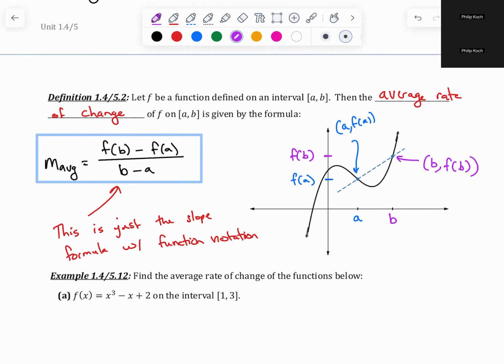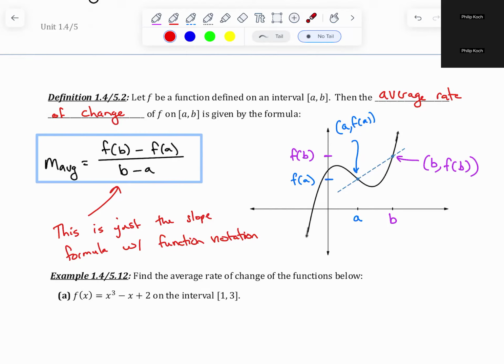What if I made (a, f(a)) my (x sub 1, y sub 1), and (b, f(b)) my (x sub 2, y sub 2)? I'd be finding the slope of this line, and that would just be this. So it's not a new formula. I will provide the average rate of change formula on the exam, but I really don't need to. It's just the slope formula, just written with functions instead of with y's and x's.